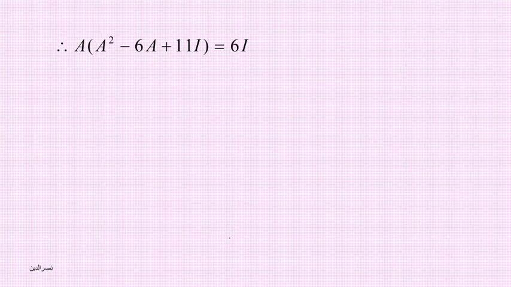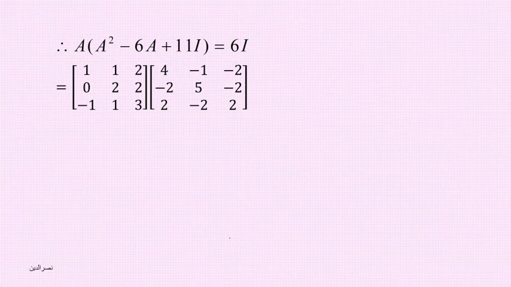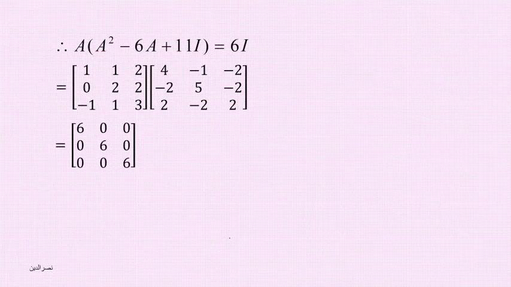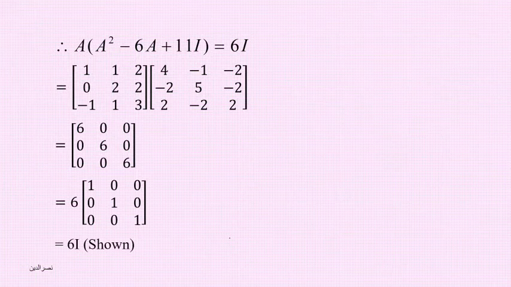Next, for the first question, you need to show the statement times A equal to 6I. So substitute the answer we had before for A square minus 6A plus 11I, and then multiply with matrix A. That's we get 6 0 0 0 6 0 0 0 6. So then we factorize 6 from that matrix, and so we have 6 identity. So we have shown the statement.